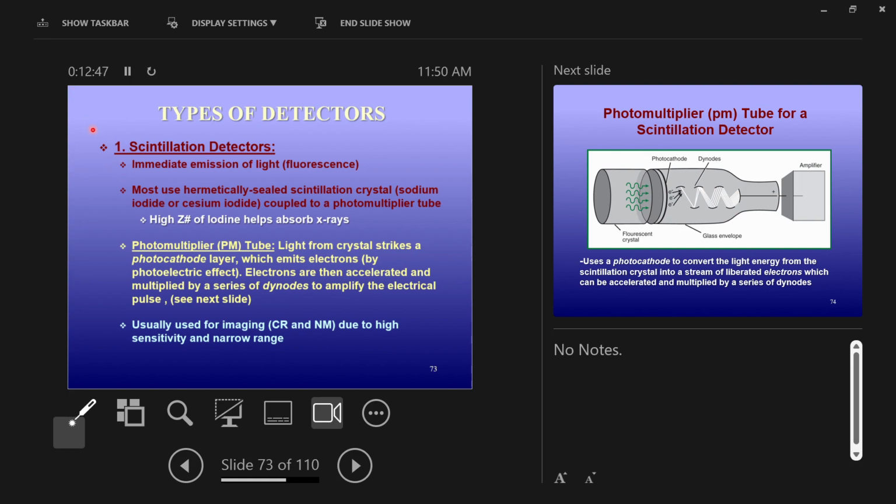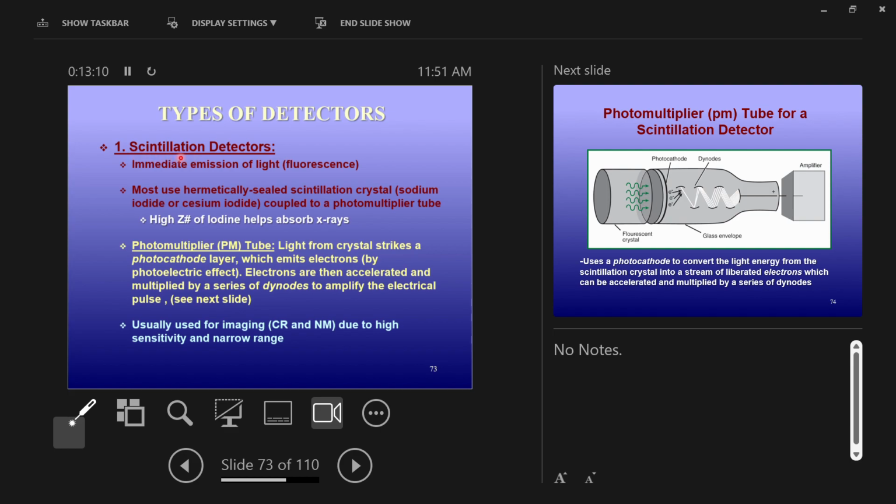So first off, scintillation detectors. Right? You guys learned about scintillation last module in the context of your image receptors, right? Some types of image receptors use scintillation to, when they're struck by X-rays, convert X-rays to visible light and use the visible light to expose the image receptor. This is the same idea, okay?